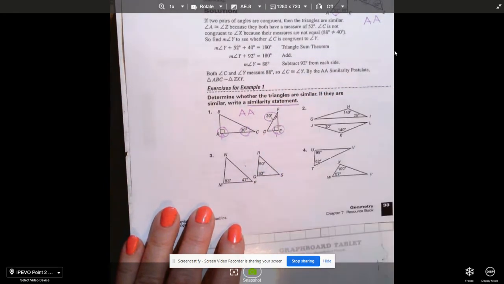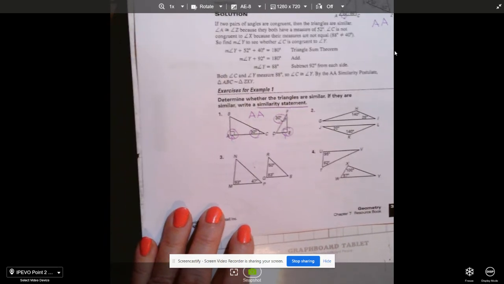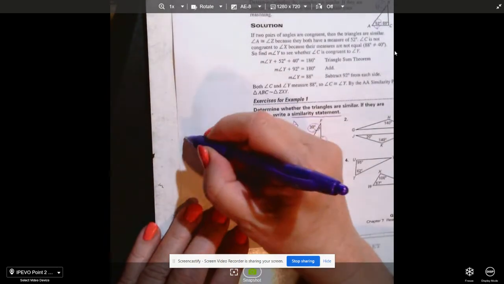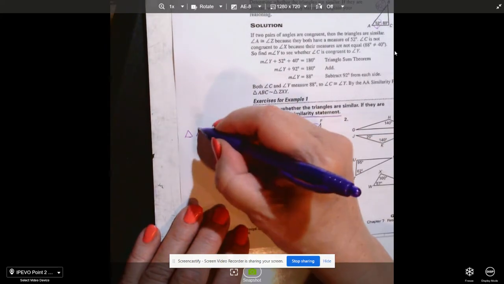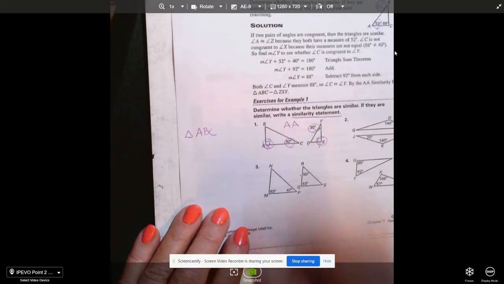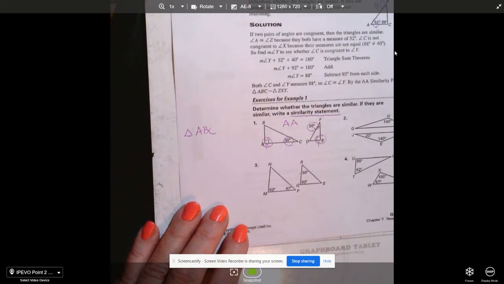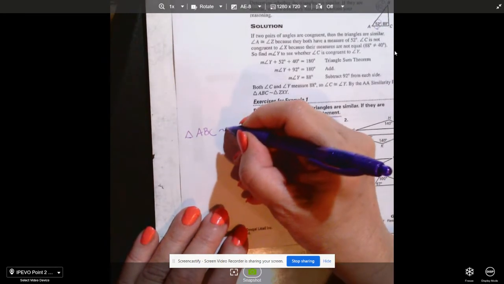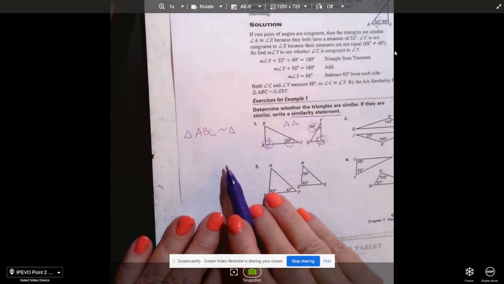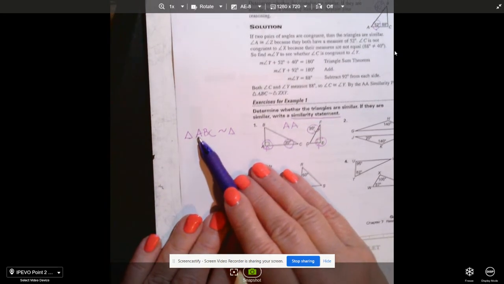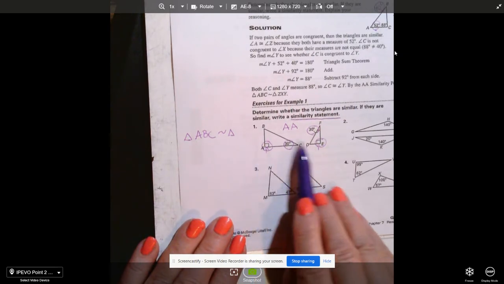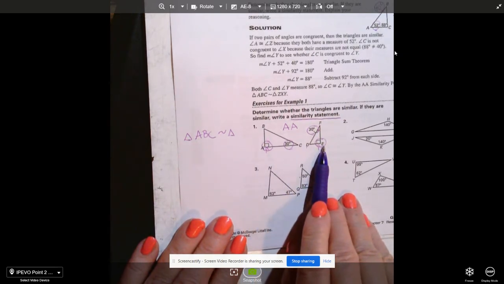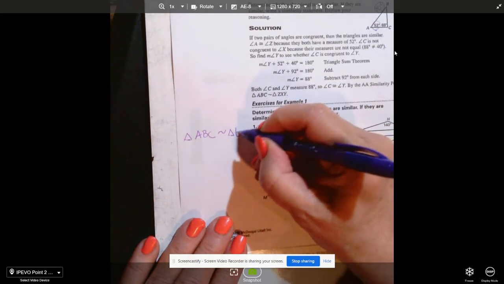And it's asking to write a similarity statement. So when you write a similarity statement, you put the little triangle symbol and you write the first triangle in any order that you want. I just wrote ABC because it seemed to make the most sense. And then you put similar. And then you have to match up the congruent angles. So I started here with angle A. Angle A is my 90-degree angle. So I have to go over here to my other 90-degree angle, which would be angle E.